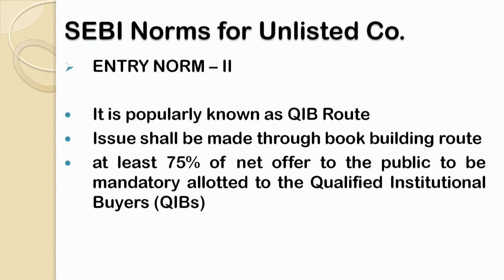Now, under norm 2, this particular entry norm is known as the QIB route, that is the qualified institutional buyers route. QIBs are basically those institutional bodies which have been permitted to subscribe to the securities of the companies. They have been granted permission by SEBI itself. Now, the most important guideline under unlisted company entry norm 2 is that the minimum amount of subscription that the QIBs must acquire in the total amount of public offerings made by the company is 75%.